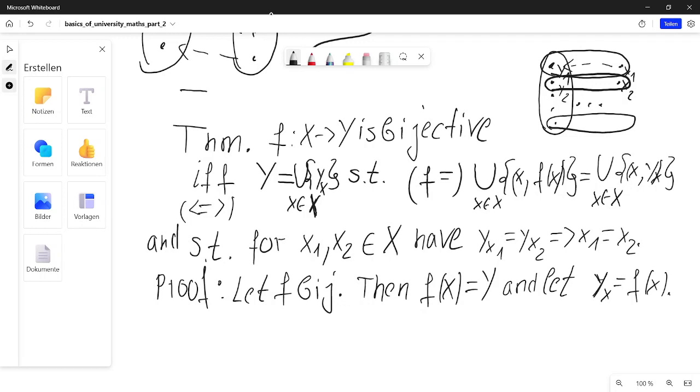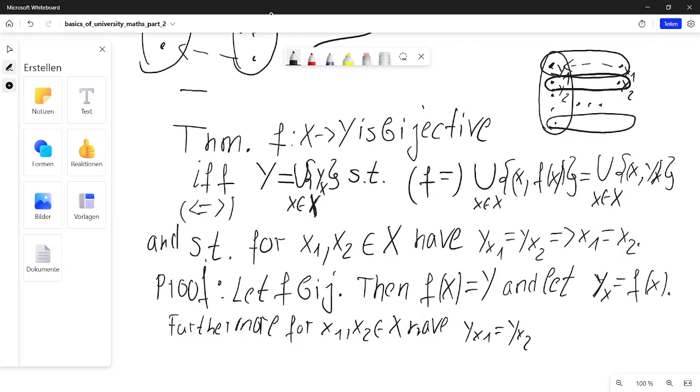And furthermore, we have bijectivity of f. Right, this is just defined as that, as we said. And we have injectivity, x1 equals x2. So this direction of implication is finished.